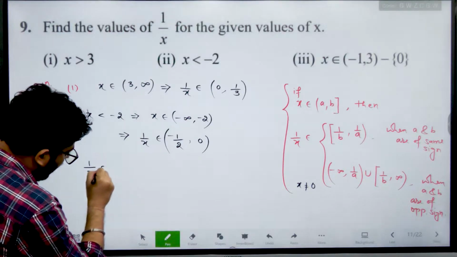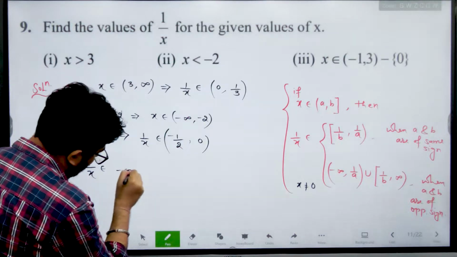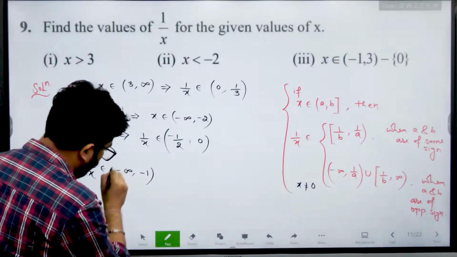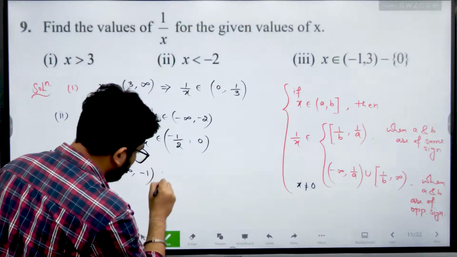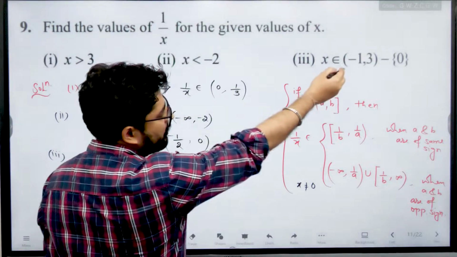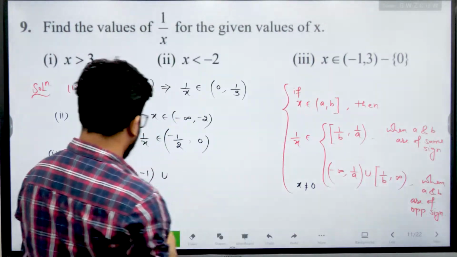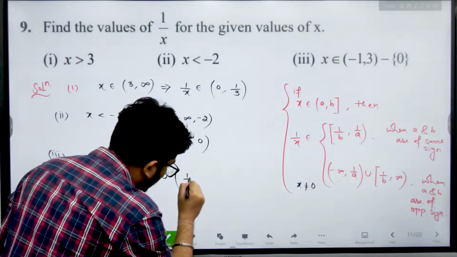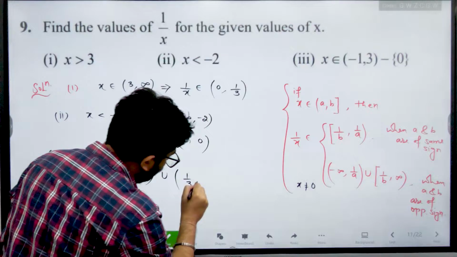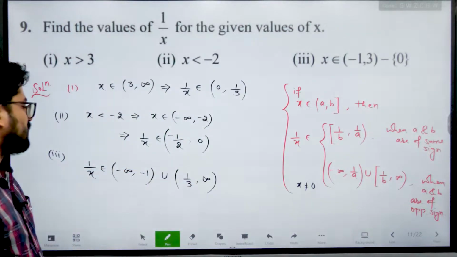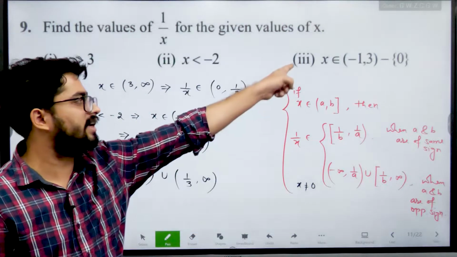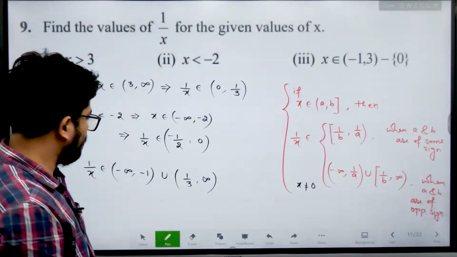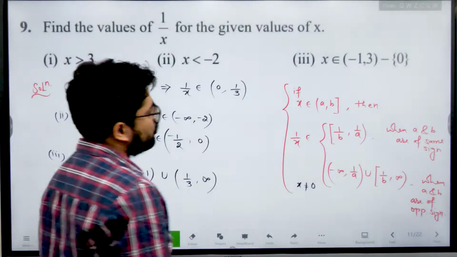Minus 1 to 3, both are of opposite sign, so 1 by x belongs to (minus infinity, 1 by a), that is 1 by minus 1, which is minus 1, open, union 1 by b. Here x cannot take 3, so 1 by x is open, 1 by b, which is 1 by 3, to infinity. So this is the value of 1 by x whenever x belongs to (minus 1, 3) minus {0}. Now this is your final answer. Now let's do the next one.